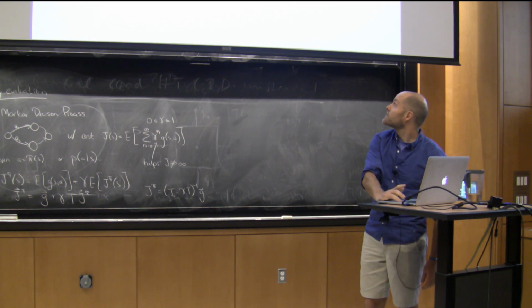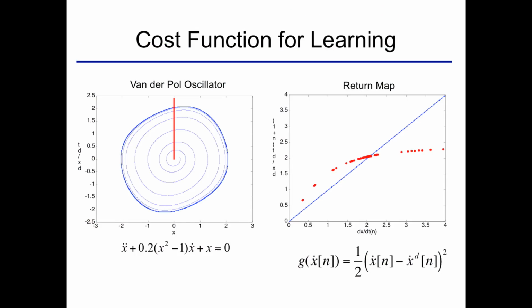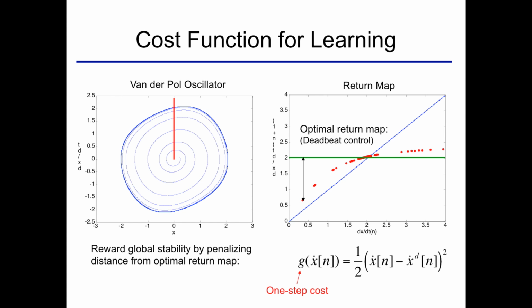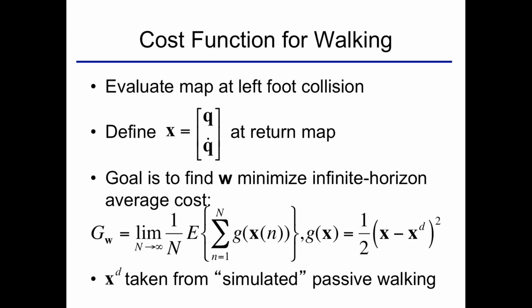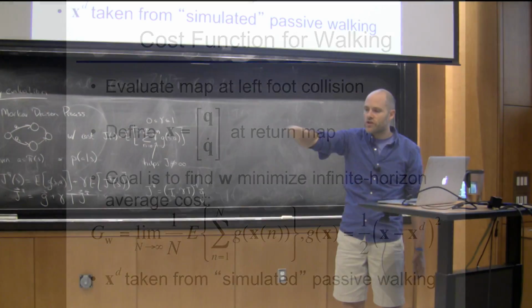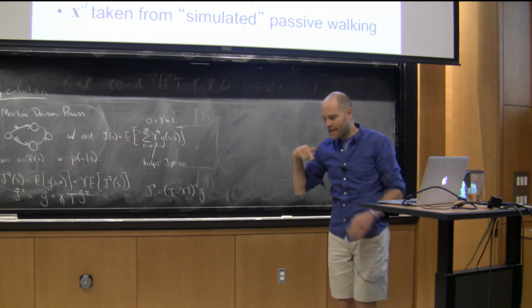So the cost function I used was the distance between the current estimated return map and the optimal, the deadbeat controller. That was the cost function. All right, so the goal was to find this long-term average cost. Everything else is things you know. Find W to minimize that infinite horizon cost, where the cost function was this simple function, where the location of the limit cycle was taken from the downhill walking of the robot.